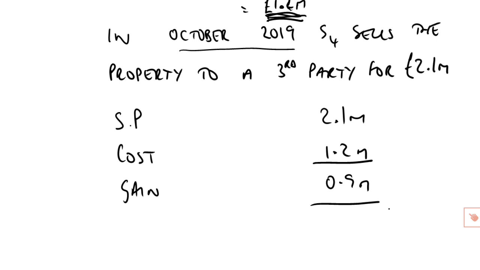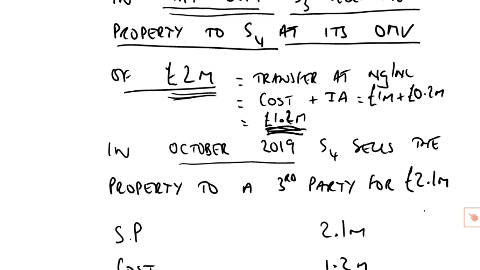Now again, following that, I hope logically through, from when the original company S3 bought at 1 million to the date of the no gain, no loss transfer, at which date indexation allowance was 0.2 million. Recognising it was a no gain, no loss transfer, we got the no gain, no loss transfer value of 1.2 million. S3 made neither a gain nor a loss.